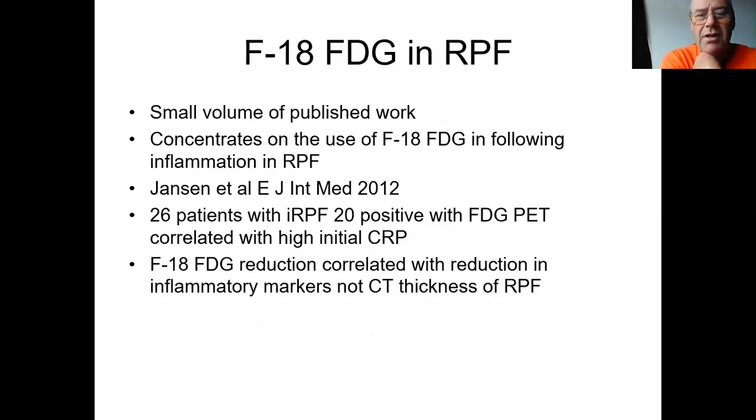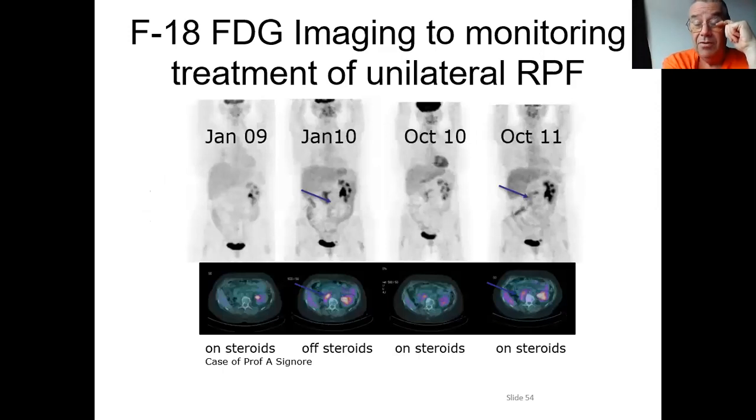Retroperitoneal fibrosis, not such a big published paper. There's one good paper in Denmark, 26 patients, 20 were positive for retroperitoneal fibrosis with a good correlation with CRP. And it can be used to monitor the effect, and particularly since it gives a much better long-term effect than CT. This is a slide provided to me by Professor Signori from Rome, a patient with retroperitoneal fibrosis.